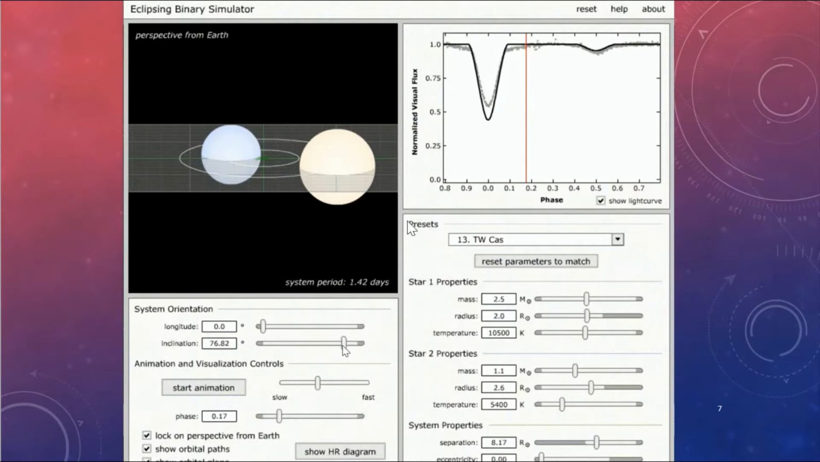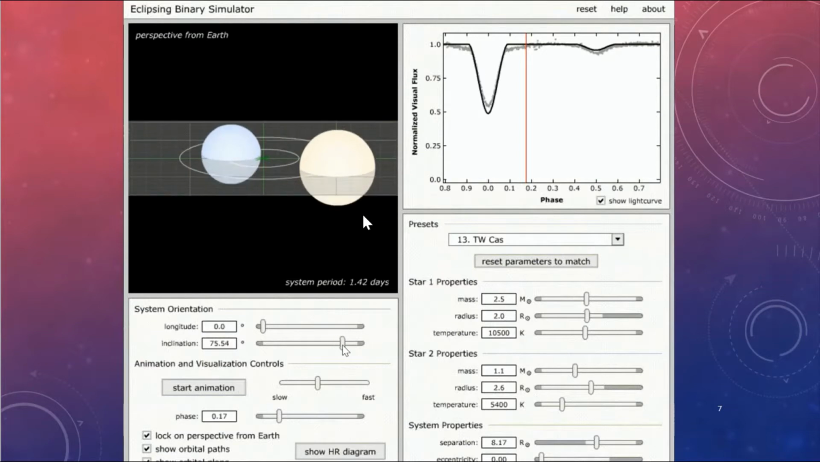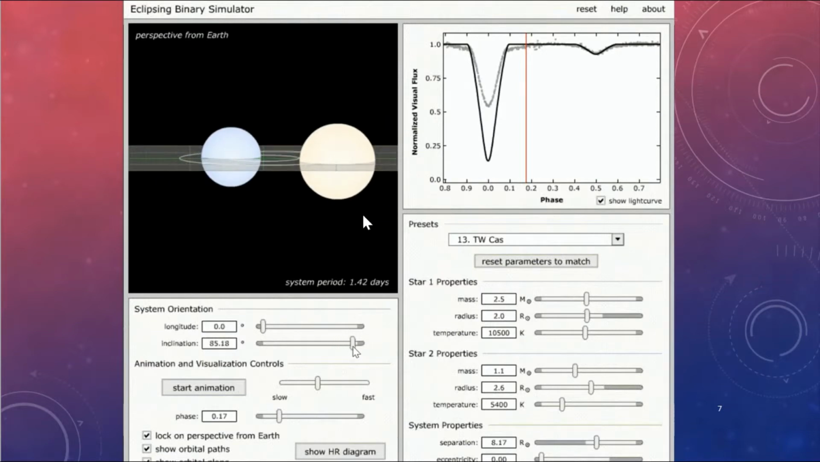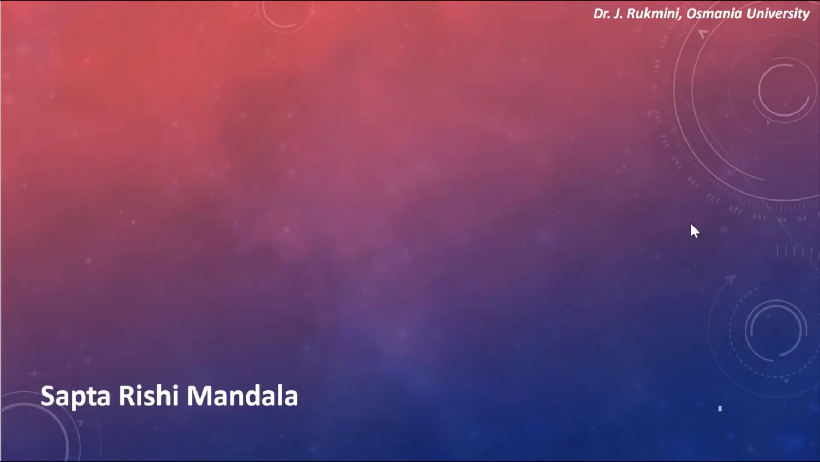And you can as well see that as the inclination of the plane of this orbit changes with respect to the line of sight, the shape of the light curve also changes. So there are various other factors which may influence the light curve. So let us find out some of them which we can see.